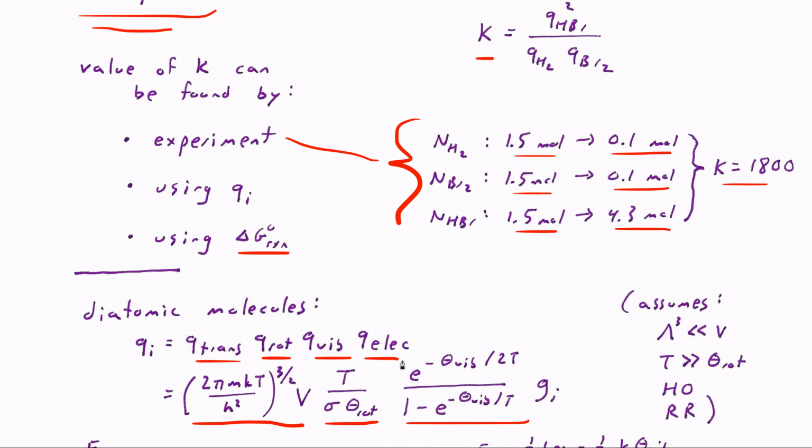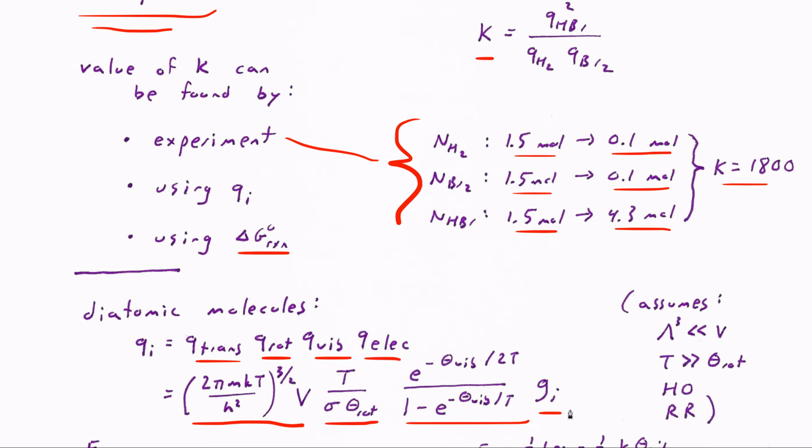And then lastly, the electronic partition function. Since electronic energy levels are so much higher than the ground state, usually those don't contribute very much. The excited electronic states are not accessible at kT for reasonable temperatures. So the only thing we have to consider is the degeneracy g of the ground state.